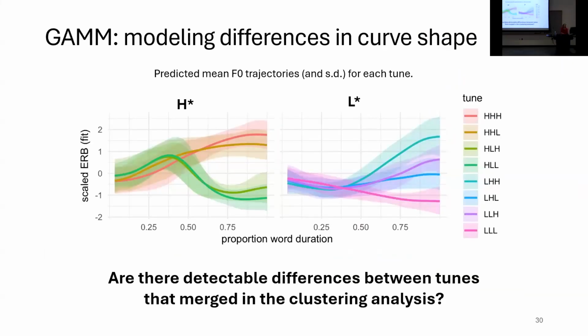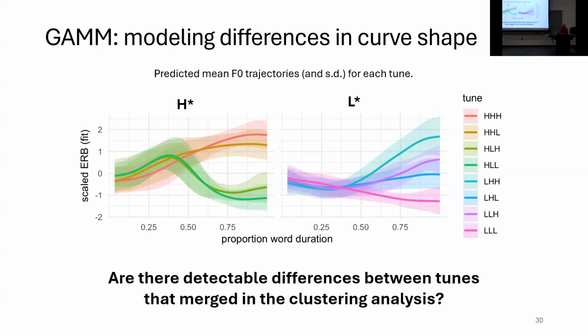We want to take a closer look at the 3 tune pairs that were merged in the clustering solution, using a GAM, which is a generalized additive mixed model. It's a statistical technique that helps to see differences in curve shapes. We can take a closer look at these tune pairs to see if the predicted distinctions in tune shape are detectable in an analysis where we now identify each imitation with the tone label of the stimulus it was intended to imitate. Like this was supposed to imitate a high, low, high. Let's see if imitations of high, low, high differ from imitations of high, low, low when we label them that way. So here are the GAM model predictions that show the mean F0 trajectory for each tune now by color.